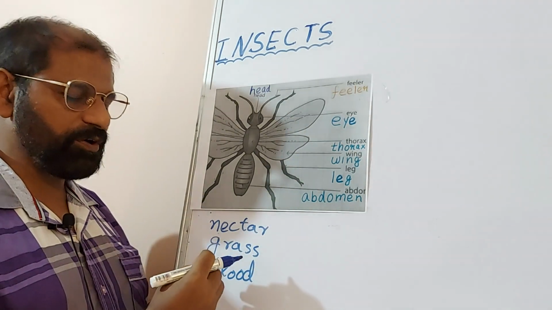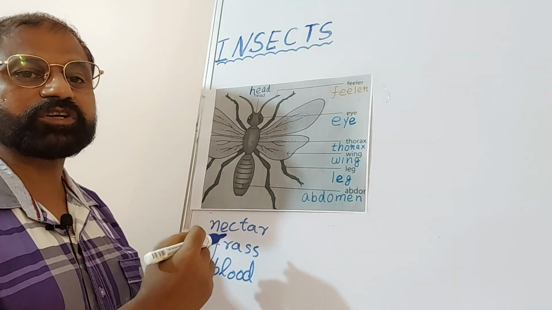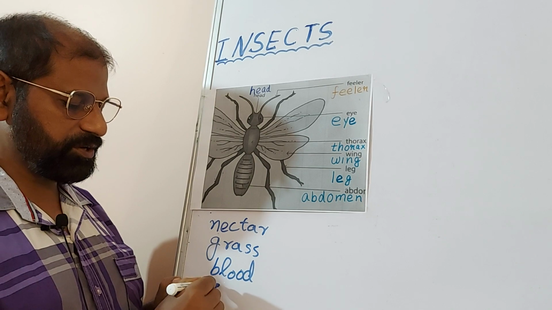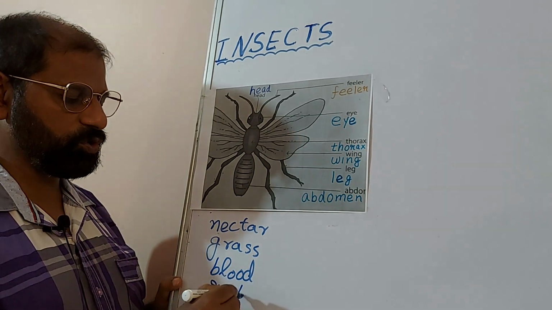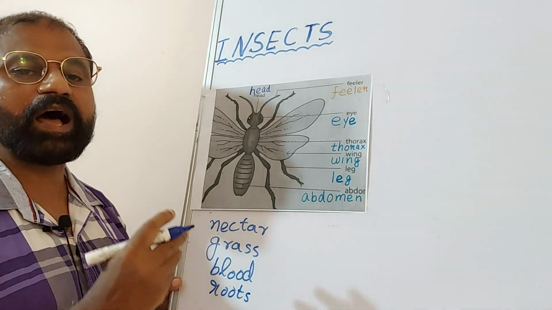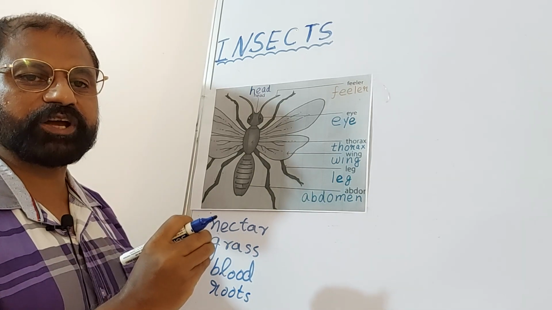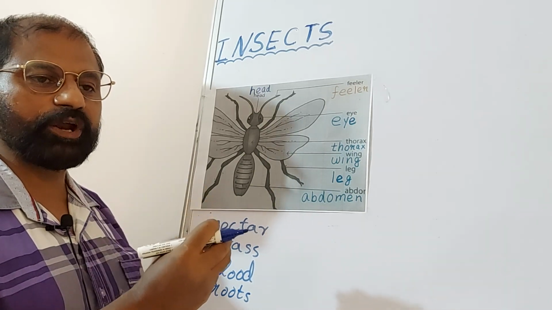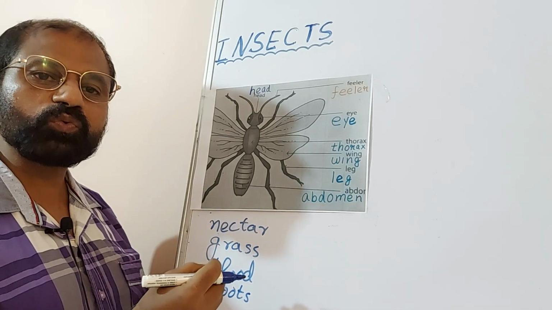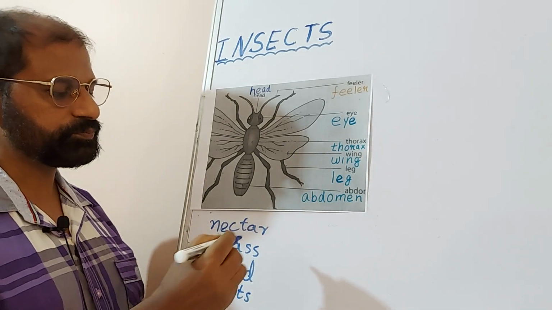Then we have an insect called termite. It eats away the roots of the plants and it kills the plant. Once the plant is dead, they attack the wooden part and eat away the wooden part also.